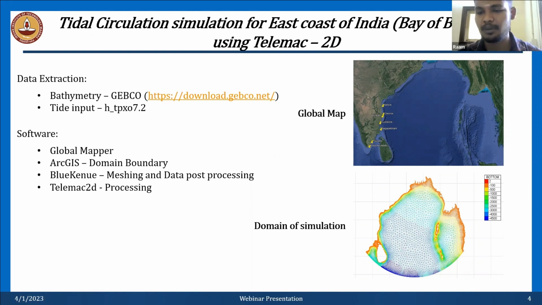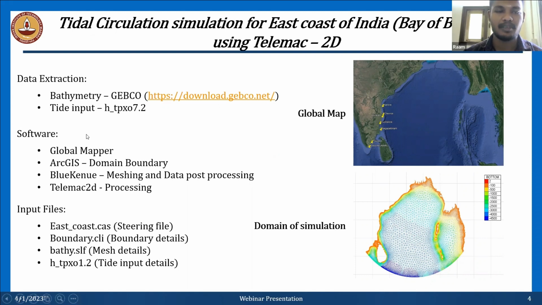Two types of meshing are available. One is regular gridded, and another is irregular gridded. This is irregular gridded because it depends upon the bathymetry. The process being simulated in this zone will be best handled by the irregular gridded mesh. And these are the various points where we are going to see the results from this simulation: Nellore, Chennai, Cuddalore, Nagapattinam, Tuticorin, and Kanyakumari.